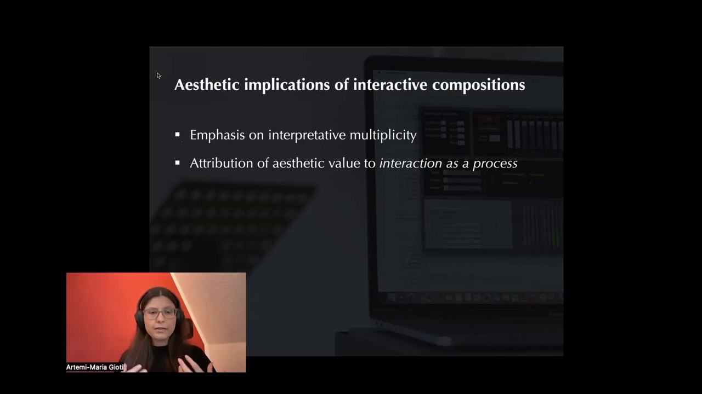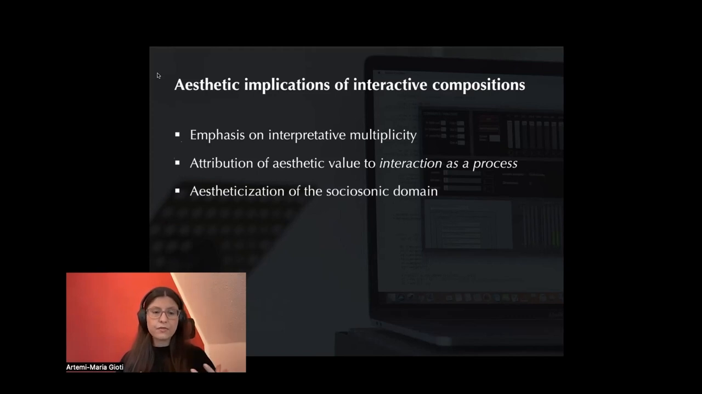So attributing aesthetic value to interaction as a process really means understanding musical performance in non-reductionist terms, understanding musical performance as a multi-sensory lived experience. And this is also the reason why I generally prefer to document performances of my pieces in the form of video recordings rather than audio recordings.